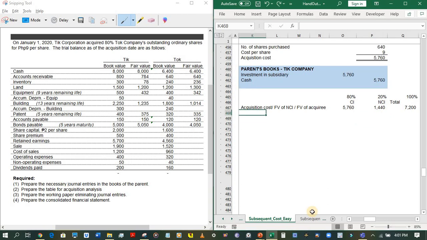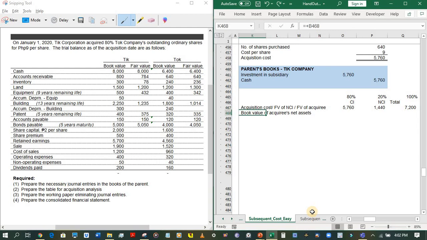So after the first row, we are going to allocate the 7,200 as to three items. And those are the book value of the acquiree's net assets, the fair value changes, and the goodwill or bargain purchase gain. So let us start with the book value of the acquiree's net assets. The book value of the acquiree's net assets is the difference between the assets less liabilities of the acquiree. So let us determine the total asset of the acquiree.